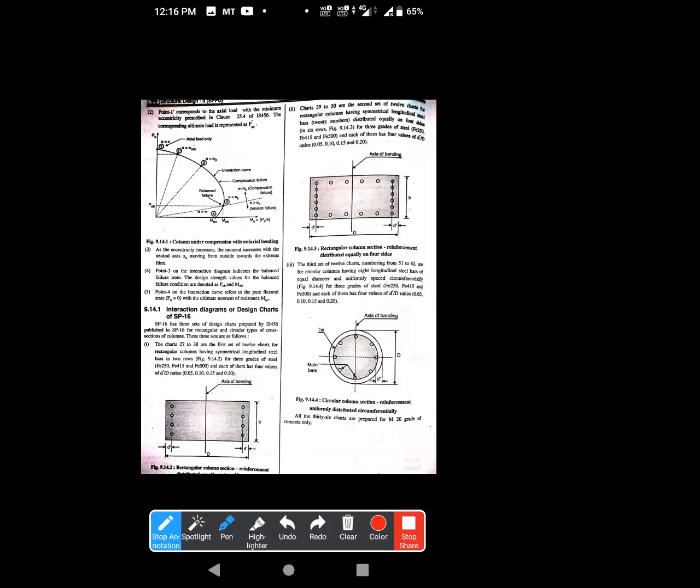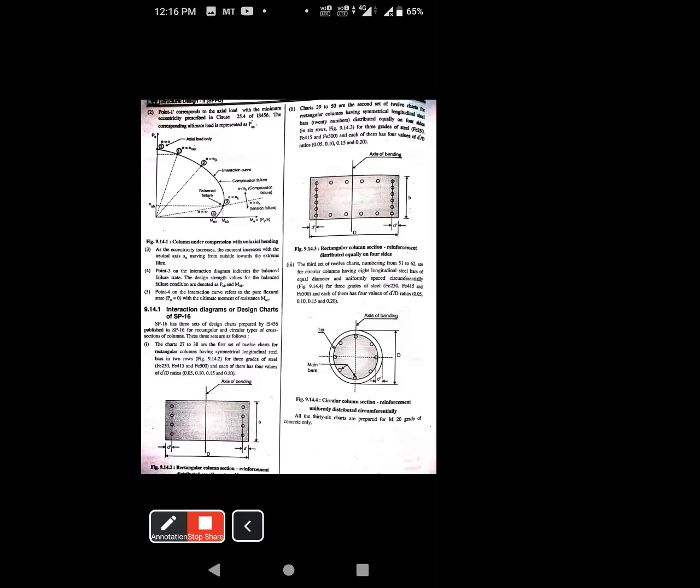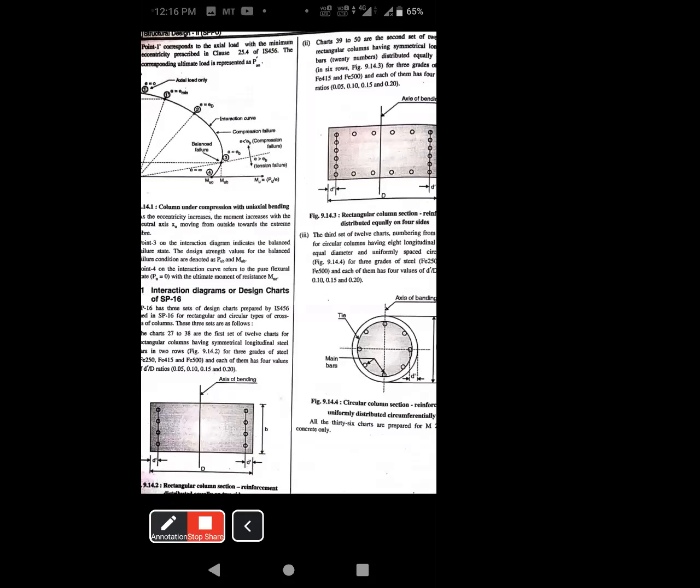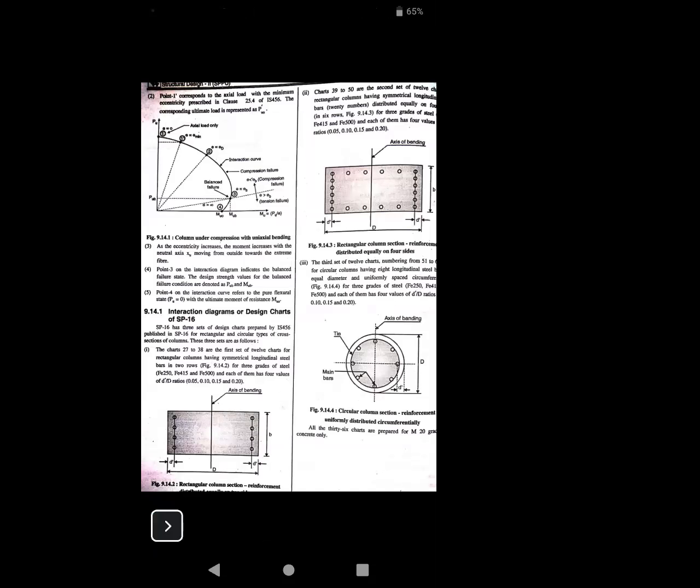Now we are going to deal with the interaction diagrams, also known as the design charts of Special Publication 16, SP16. There are three sets of charts prepared depending on this interaction diagram. These charts are available in SP16, for rectangular and circular types of cross section.